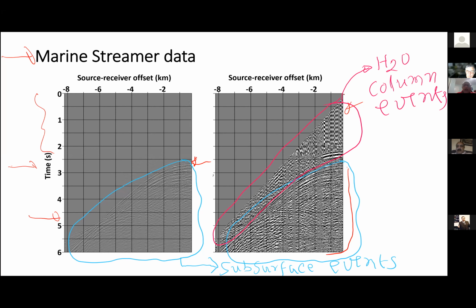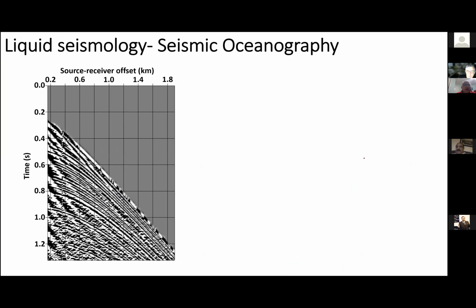So what I am going to discuss today is not solid earth seismology, but I'm going to concentrate just on the water. So it is kind of a liquid seismology. That is what the topic is going to be. This is a better picture. This is also called seismic oceanography, by the way. Liquid seismology is the term I used, but the actual terminology is seismic oceanography.